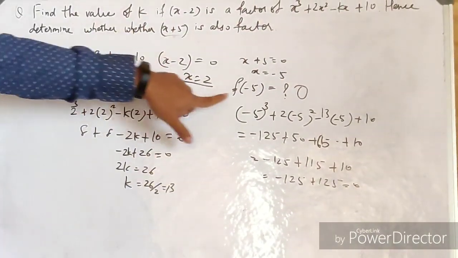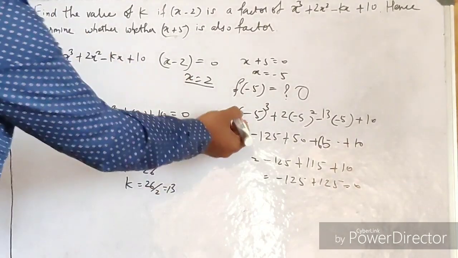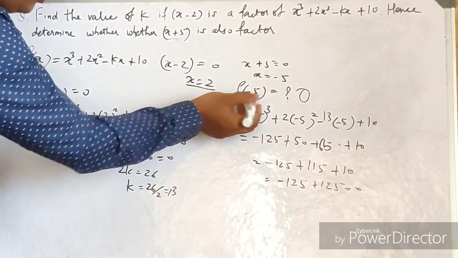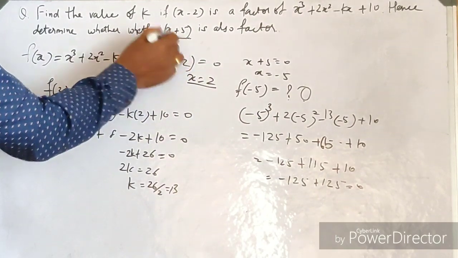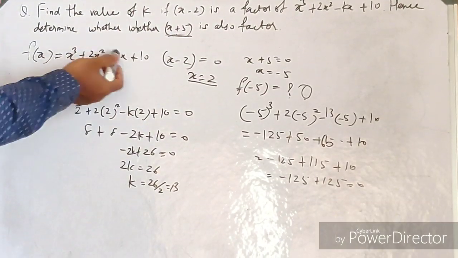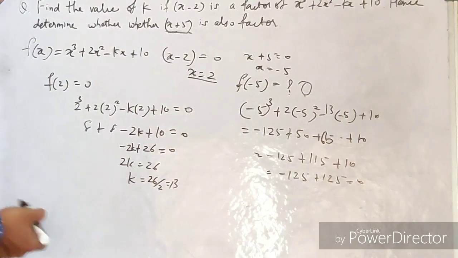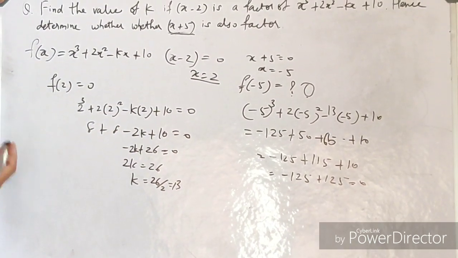As per the factor theorem, we know that when we substitute the value, if it comes equal to 0, that means that polynomial will be a factor of the other polynomial. So this is the simple way in which the problem has to be solved.